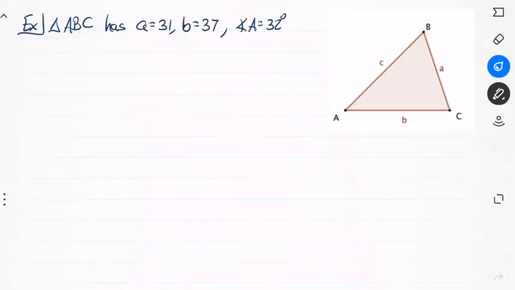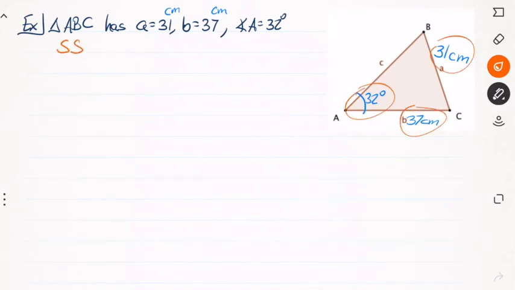All right, so in this one we have A is 31 centimeters. And B is 37 centimeters. I forgot to put centimeters next to these. Really doesn't matter what the measurement is. And A is 32 degrees. All right, so this setup is side, side, angle again. So that's the dangerous one. Side, side, angle, ambiguous case. So I don't know if it has one triangle, two triangles, or no triangles at all.